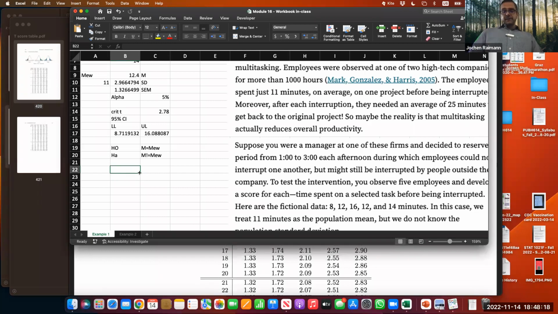So this being said, we're calculating now our T. The T is now our mean of 12.4 minus our mu of 11, dividing it by the standard error of the mean. We're getting a T of 1.1, which essentially does not exceed our critical T, so we're accepting null.